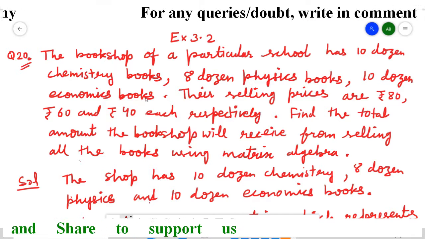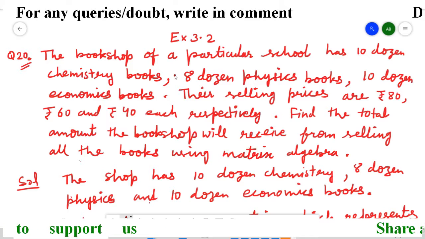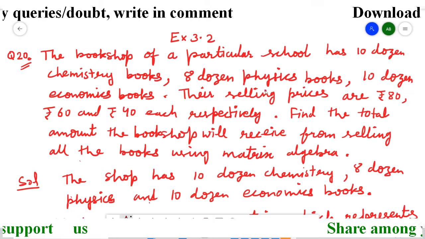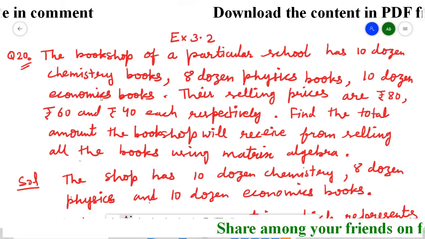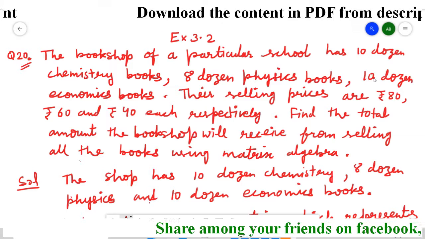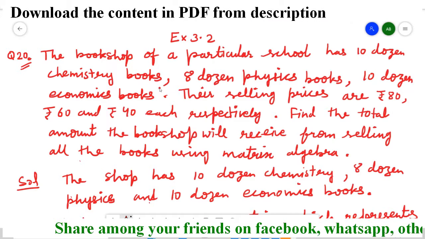dozen economics books. So we say the bookshop has three kinds of books. Chemistry books are 10 dozen, physics books are 8 dozen, and the number of economics books is 10 dozen. So like this, the number of books present in the bookshop is available to us.